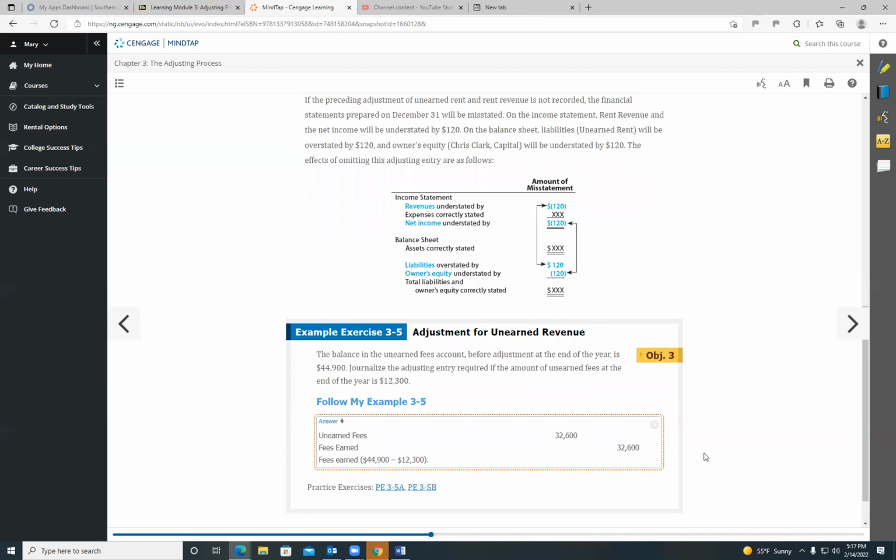We needed to figure out how much to record, so we had to do a little bit of math. We start by taking the $44,900 and subtracting the $12,300, which gave us $32,600. This is the amount that we need to take out of unearned and record to earned fees. So you would debit unearned fees, reducing that liability, and we would record it to fees earned because we've now earned those fees.